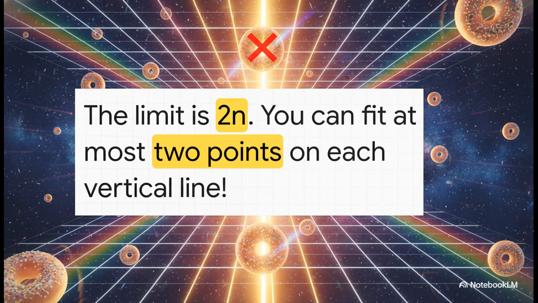And why is that? Well, think about the vertical lines on your grid. If you place 3 bagels on the exact same vertical line, boom, you instantly break the rule. So you can at most put 2 bagels on each of the n vertical lines. 2 times n gives you 2n. Interestingly enough, this super simple observation is still the best known upper bound for this problem.